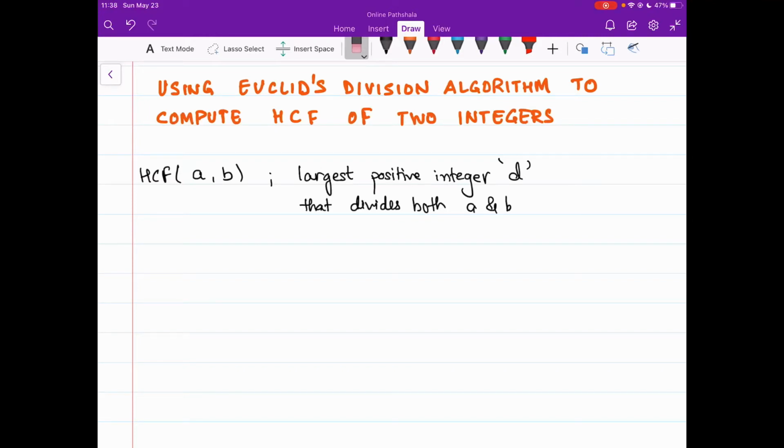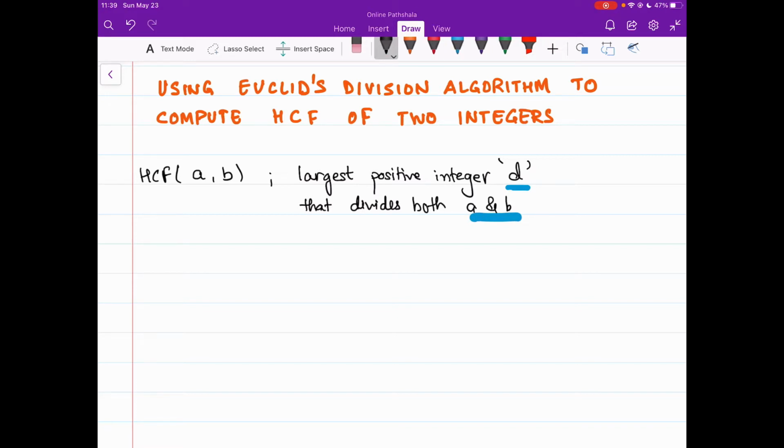Okay, so in this video, we are going to look at how we can use Euclid's division algorithm to compute the highest common factor of two given integers. The highest common factor of two numbers a and b is the largest positive integer d that divides both a and b. Okay, so that is what an HCF is.